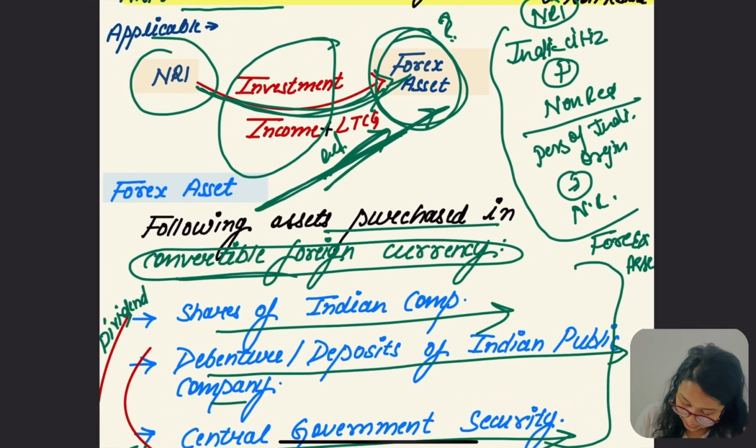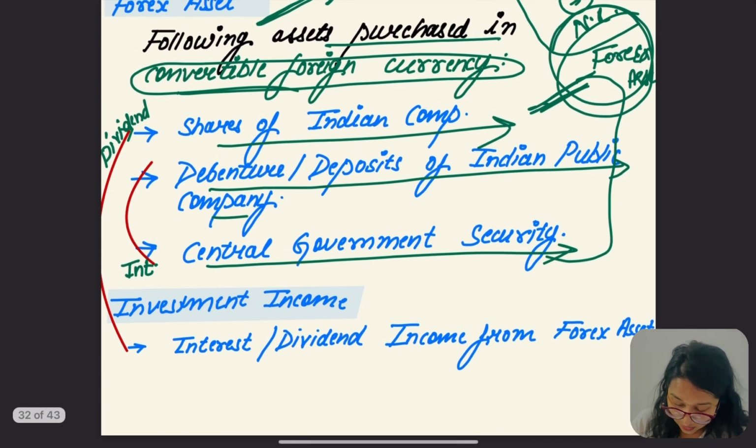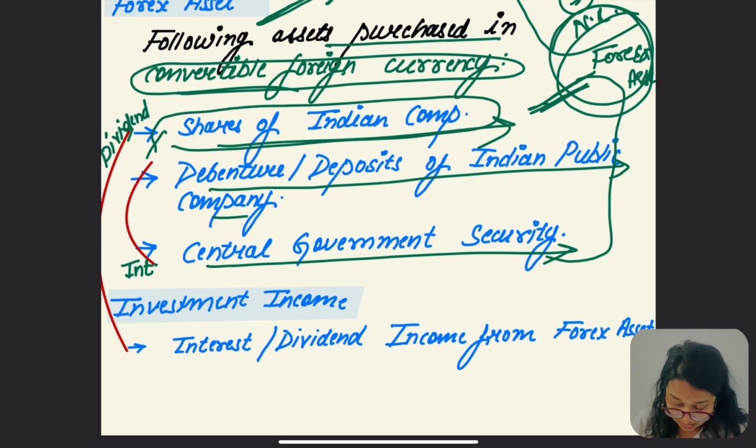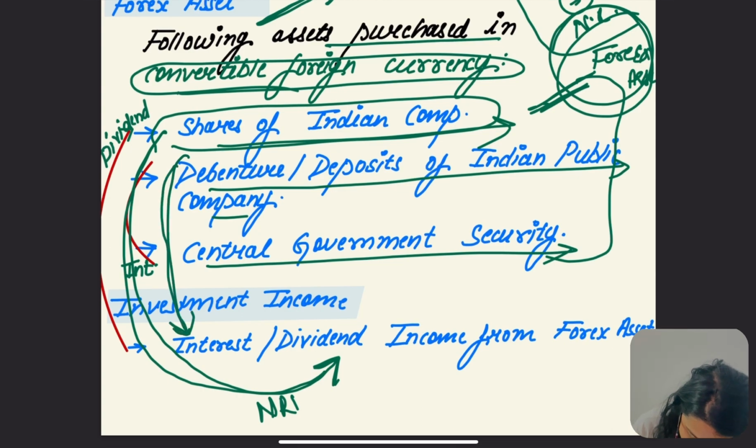So if the NRI transfers this foreign exchange asset, what do they get in return? Investment income from this asset. If it is a share of an Indian company, they are going to get the dividend. But what about debentures, deposits of an Indian public company, or central government securities? In that case, the NRI is going to get the interest.